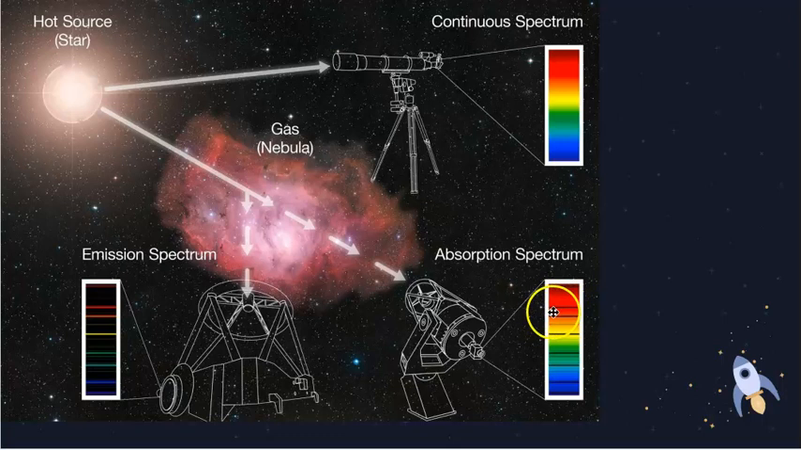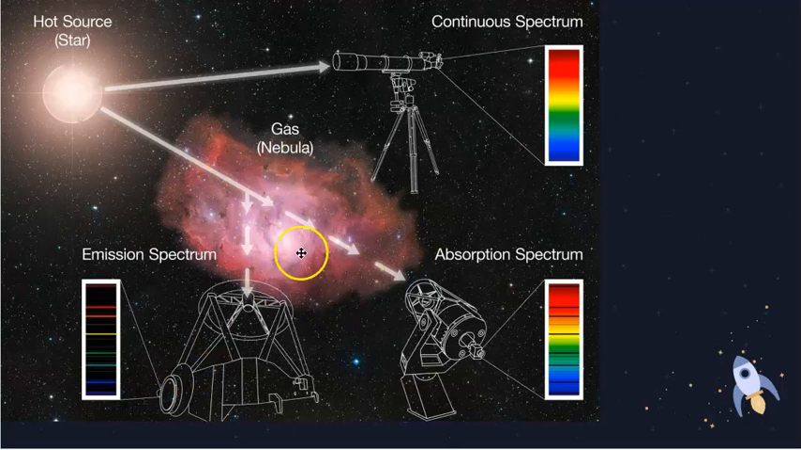we get these little lines in the star's rainbow continuous spectrum, and it's called an absorption spectrum. And those lines are the lines of light, the colors of light that are being absorbed by the gas in the nebula. So it's kind of like the gas of the nebula are taking away some of the colors from the star's rainbow spectrum.